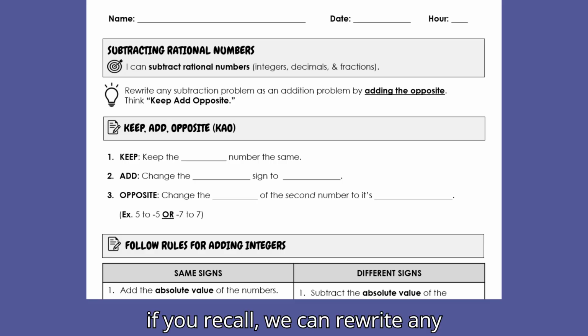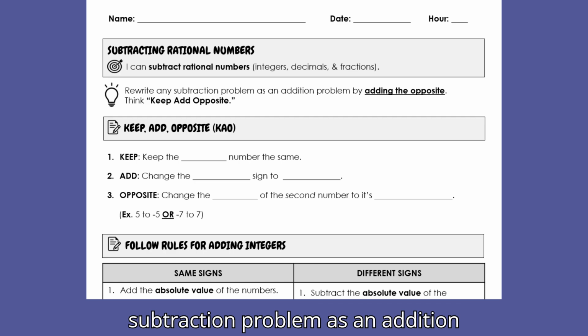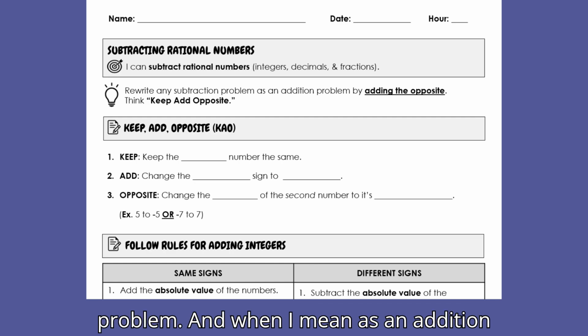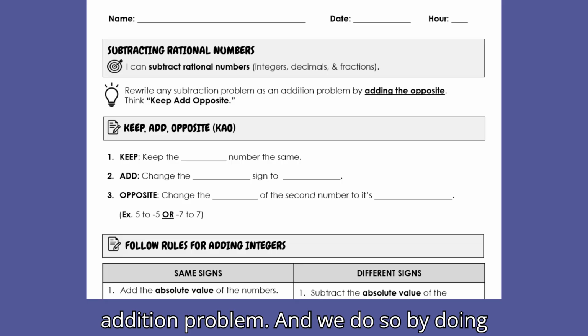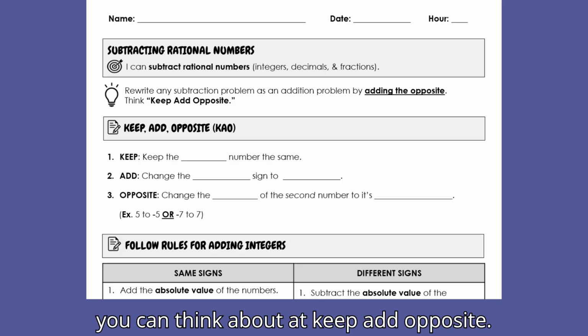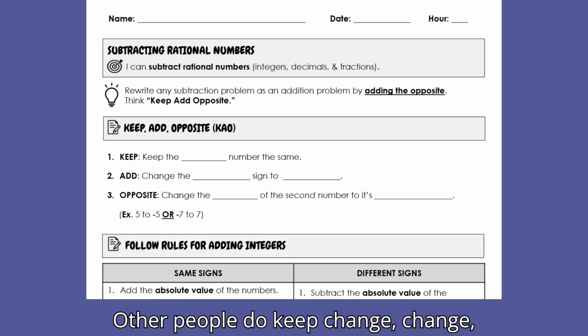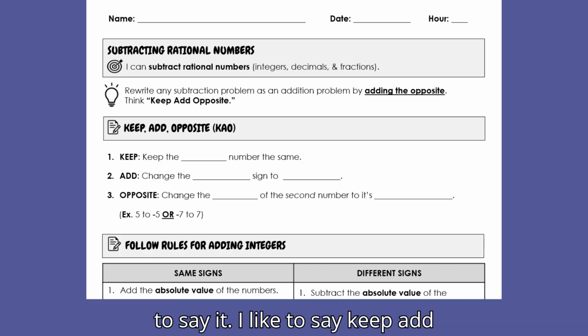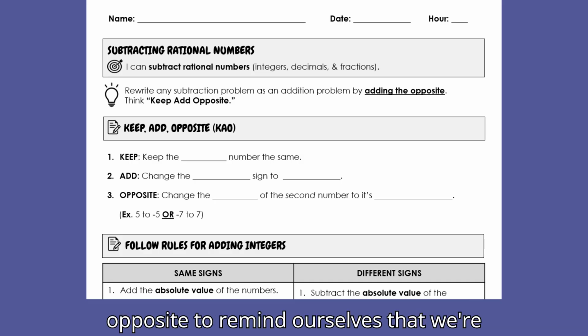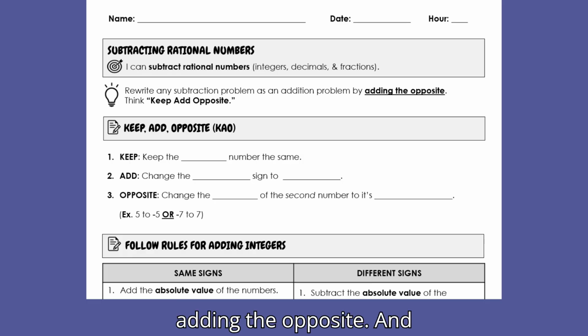So if you recall, we can rewrite any subtraction problem as an addition problem. And when I mean as an addition problem, meaning that it's an equivalent addition problem. And we do so by doing something called adding the opposite. So you can think about keep, add, opposite. Other people do keep, change, change, keep, add, change. A lot of different ways to say it. I like to say keep, add, opposite to remind ourselves that we're adding the opposite.